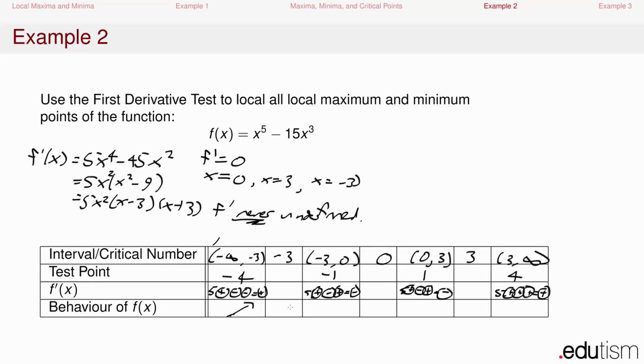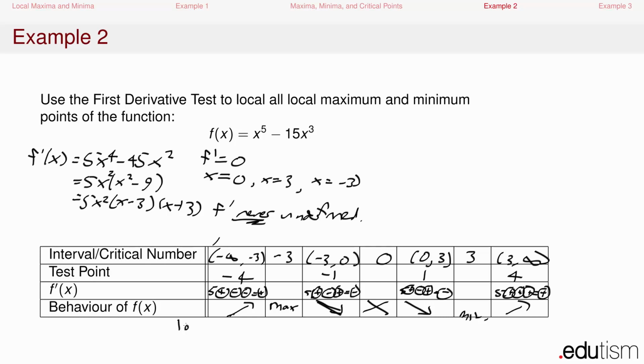So here it's increasing. Here it's decreasing, here it's decreasing, and here it's increasing. Which means that it switches from increasing to decreasing here, so this point is a maximum. Since it switches from decreasing to increasing here, this point is a minimum. This point is neither a maximum nor a minimum because it goes from decreasing to decreasing.